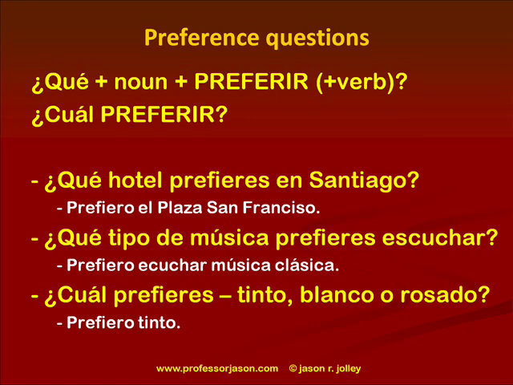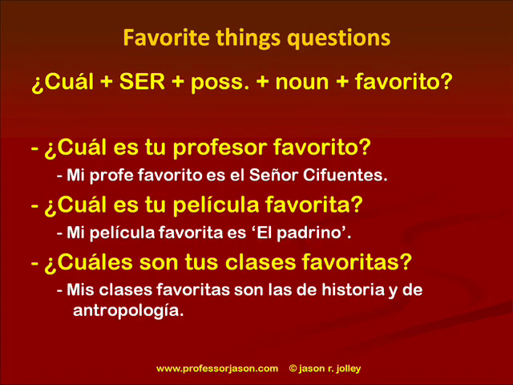Preference questions. Occasionally someone might ask you straight up, what is your favorite something, right? Using the formula cuál or cuáles, then a form of the verb ser, most often in the present tense, possessive adjective tu or tus, and then the noun, and then the modifier adjective favorito, favorita, or the plural forms.